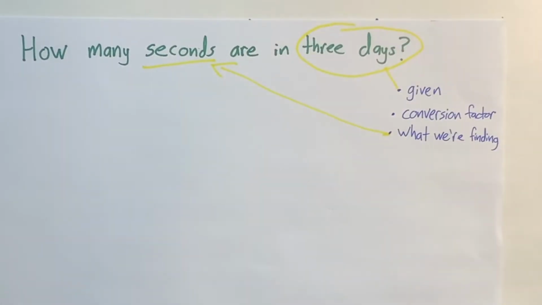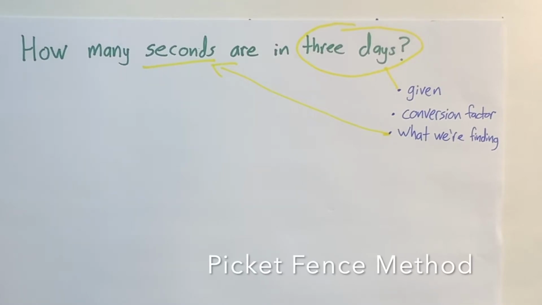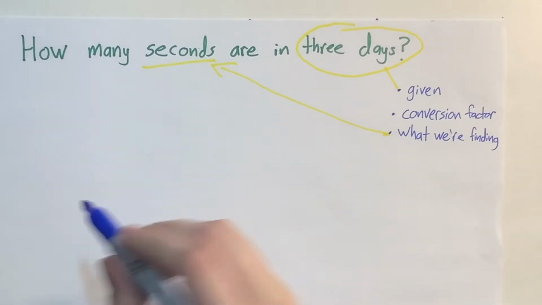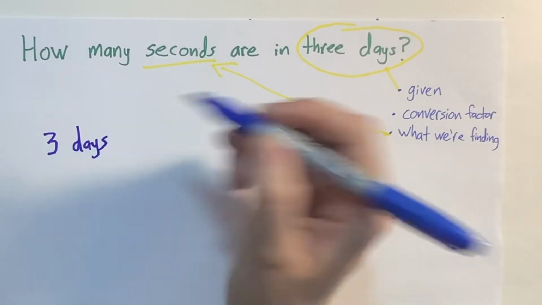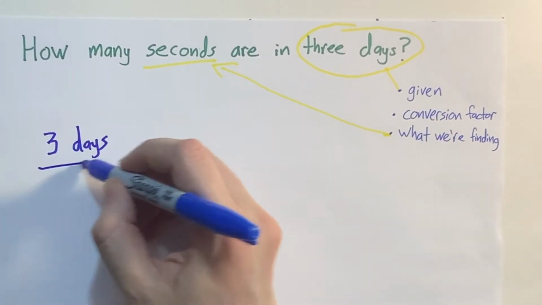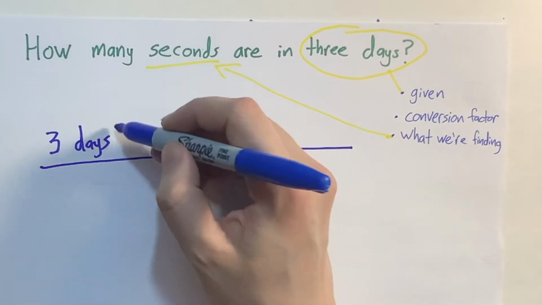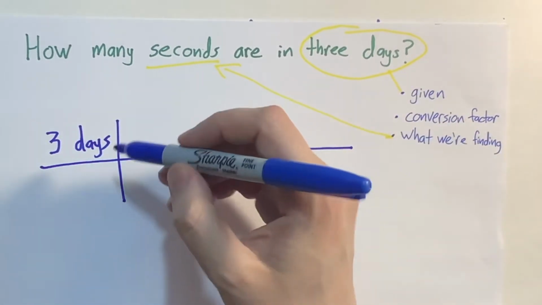Let me write out what it will look like. What we're going to do is a picket fence method. There's another way to do it with just fractions, and picket fence is just a way to keep track of your units. So you start with your given. So we have 3 days. So what I do is I make a line here. You can see why it's called picket fence.